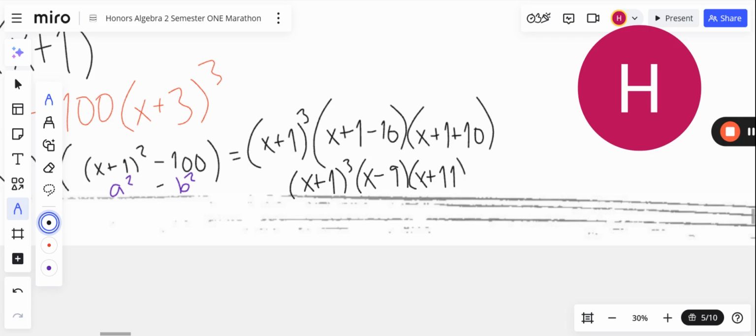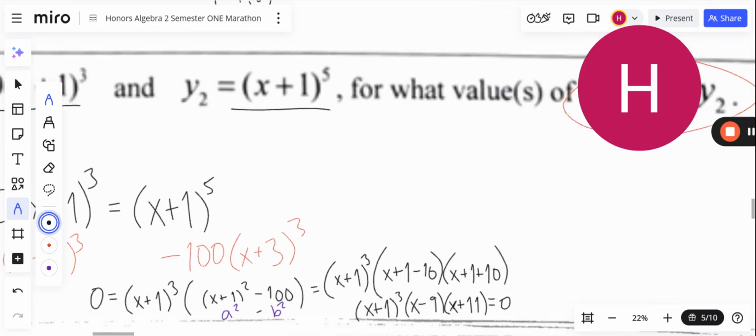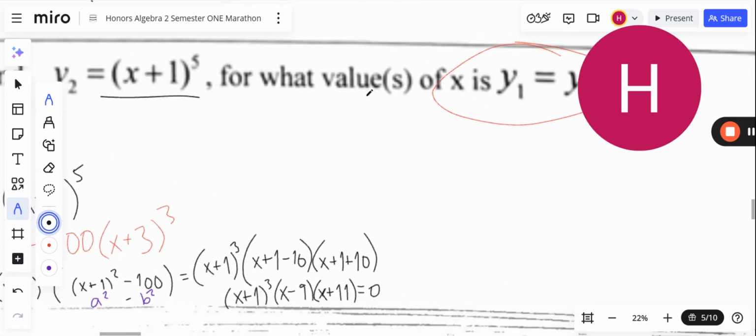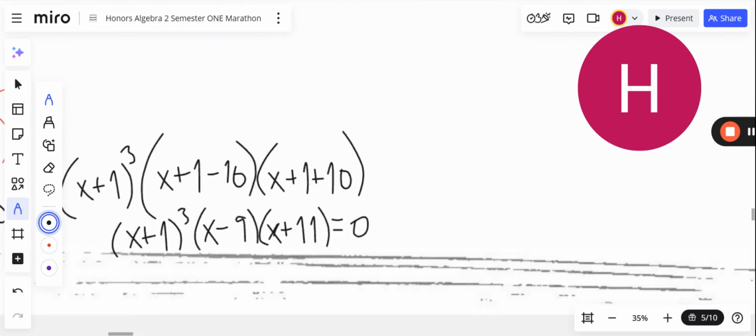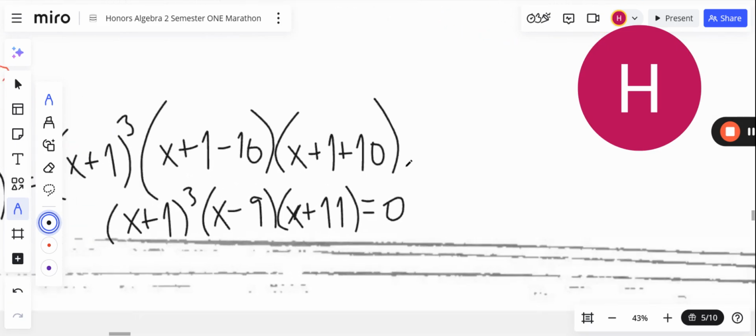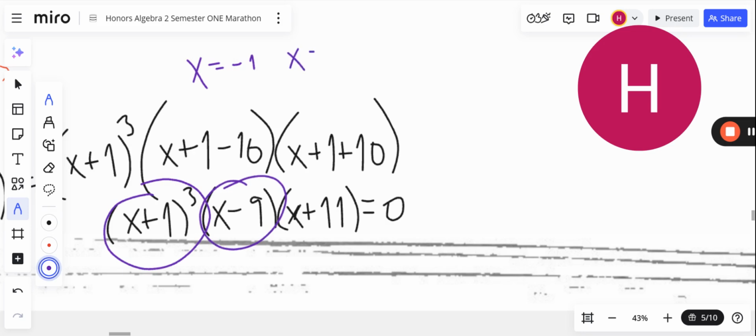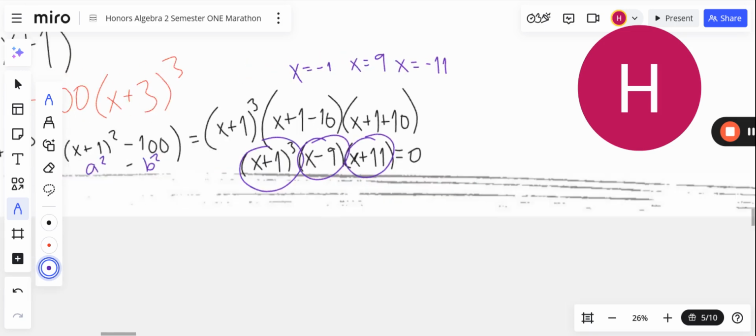If any one of these factors equals 0, then we have an x value. It says for what values of x. So we just set each of these factors equal to 0 according to the zero product property. This is going to be x equals negative 1. This one's going to be x equals 9. This one's going to be x equals negative 11. All right, there you have it.